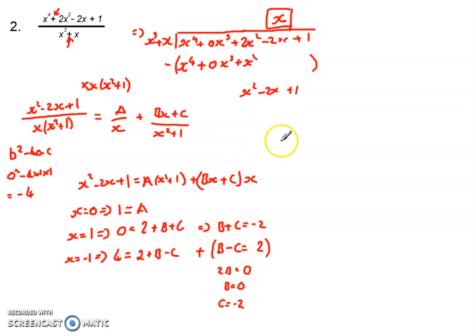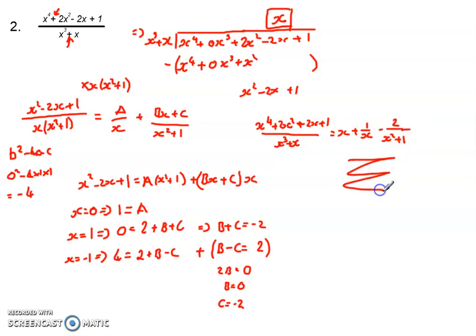So what I can then do is go back to the original and say, fine, so my original expression, the x to the 4 plus 2x squared plus minus 2x plus 1 over the x cubed plus x, that can be written in the format of x, then it's plus a over x, which is plus 1 over x. I've then got plus the bx plus c over x squared plus 1. So b is 0, that's then minus 2, so that can then become take away 2 over x squared plus 1. So that there is then how it is.